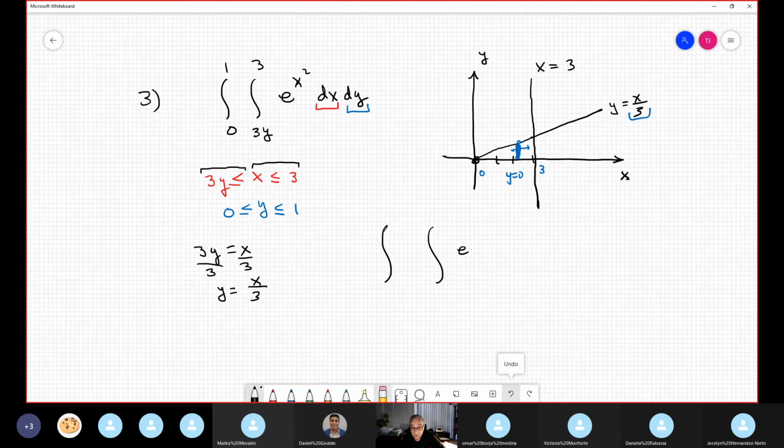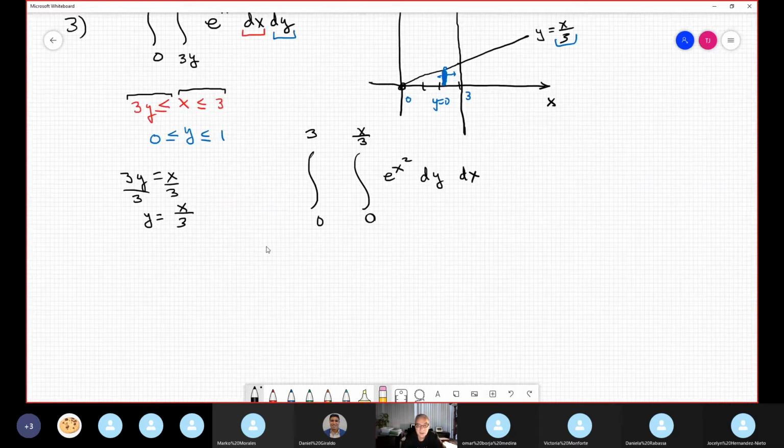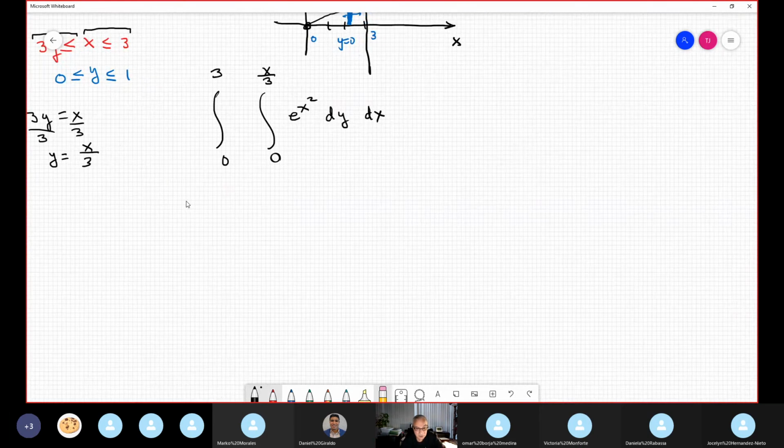The integrand function stays the same. Nobody touched that. But you integrate dy first and dx secondly. So dy goes from 0 to x over 3. The y value, this is y2 and this is y1, but not necessarily. Some people like to put it that way, I don't know why, it's a style. And finally, x extends from 0 to 3. This is my double integral. This is the most important part. The rest is a super elementary idea. You, for example, compute this integral first.